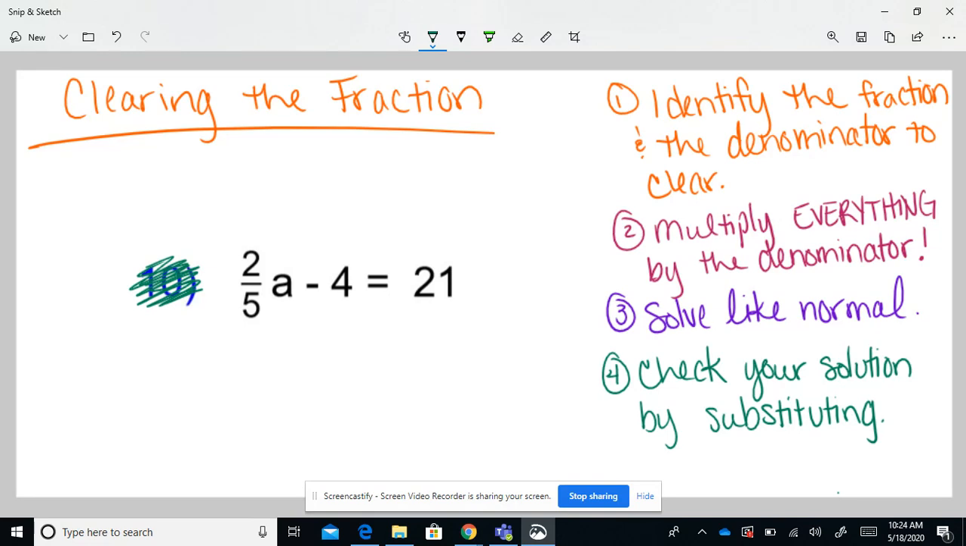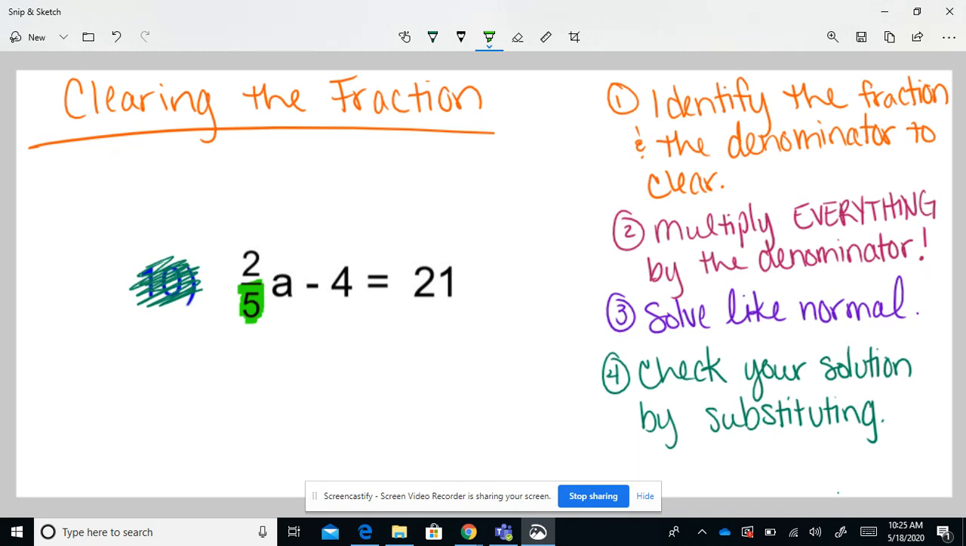So what I'm going to do is identify the fraction and the denominator to clear. Okay, so this is my fraction right here, 2/5, and the denominator that I'm going to be clearing is 5. Now we're lucky because this equation literally just has one fraction, so it's not that big of a deal. When you get into equations that have multiple fractions, you have to find a common denominator. It gets a little bit more complicated, but in this case, we're just getting rid of the 5. Okay, easy peasy.